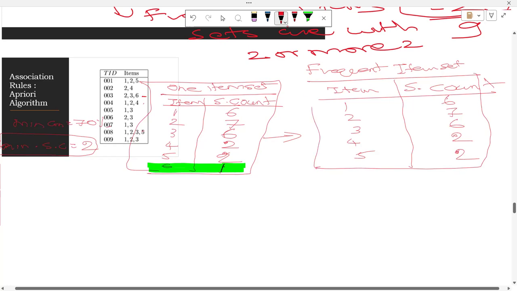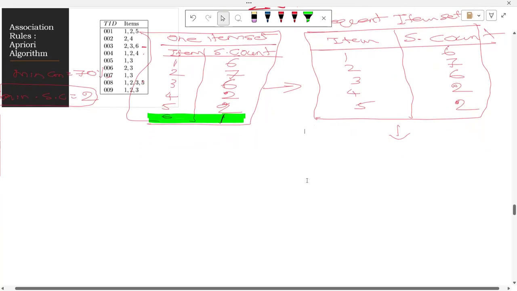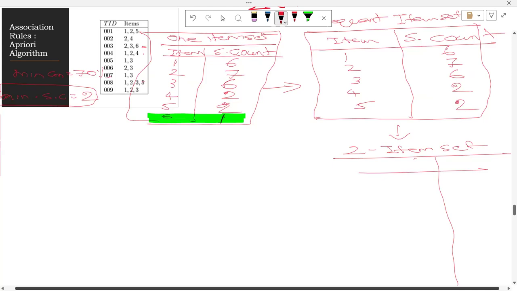Now you are generating the frequent item set table. This is your second step. Now the third step: using this frequent one item set, you need to generate the two item sets. How can you generate these two item sets?